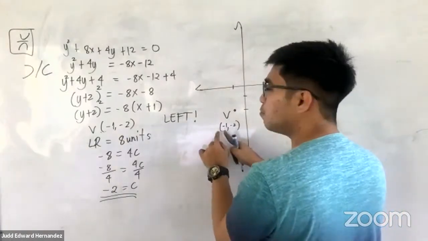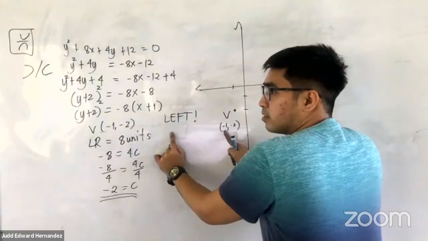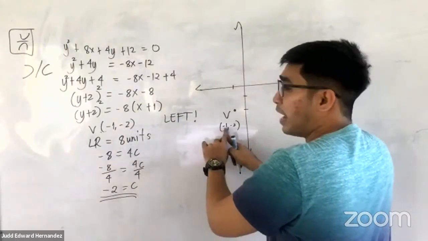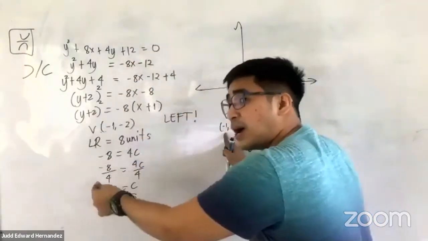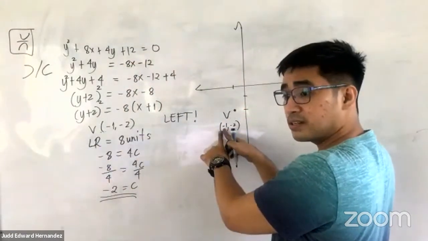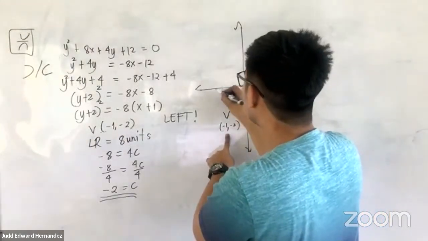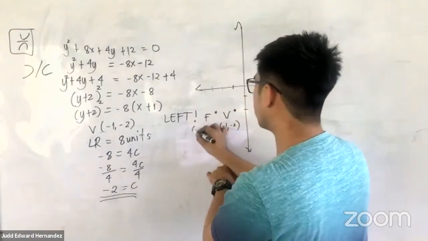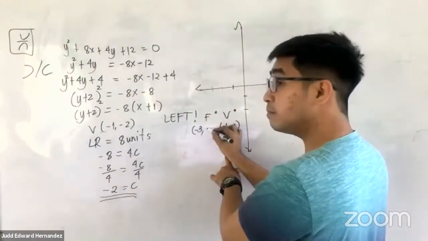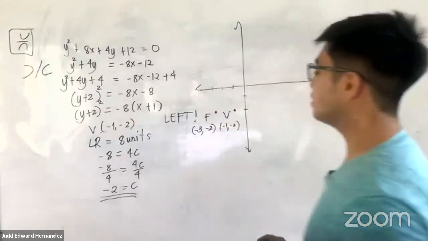Going left, by how many? 2. Since it is negative 1, it is reduced again by two, and that becomes negative 3. Very good. This is the location of the focus. It is located at negative 3, negative 2.